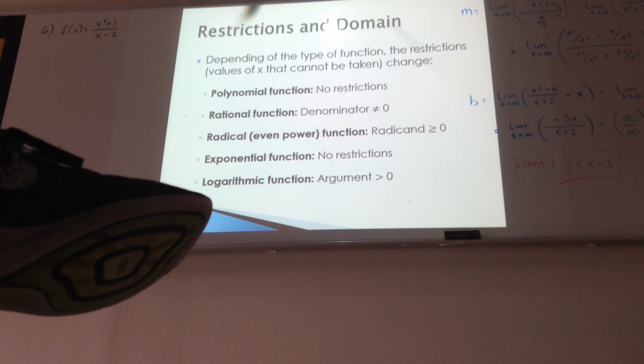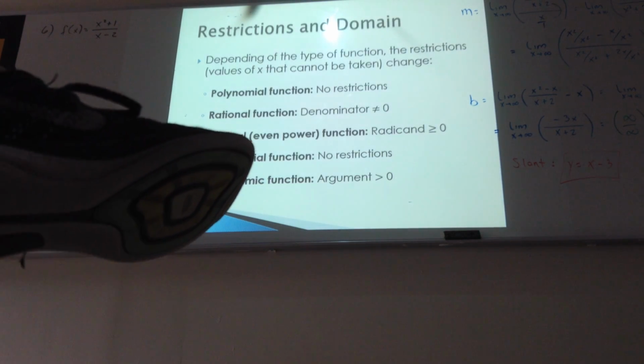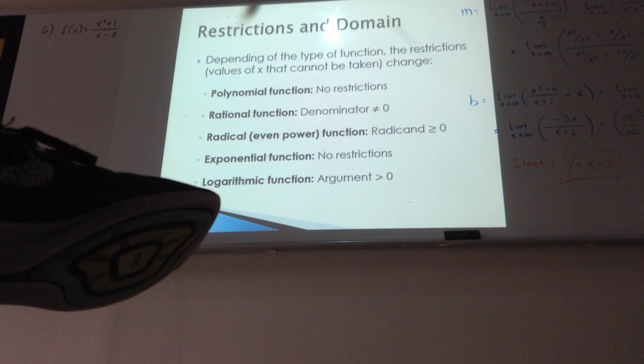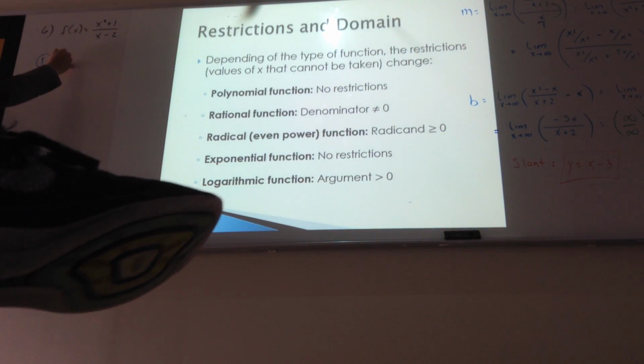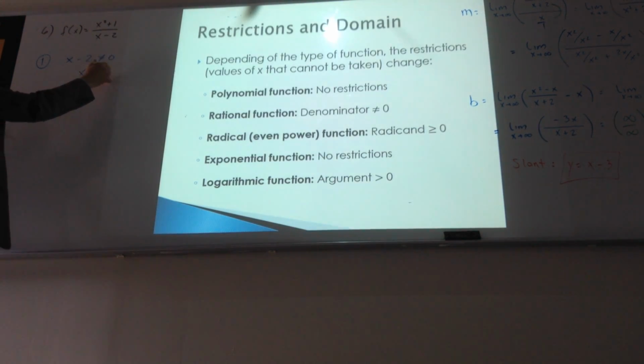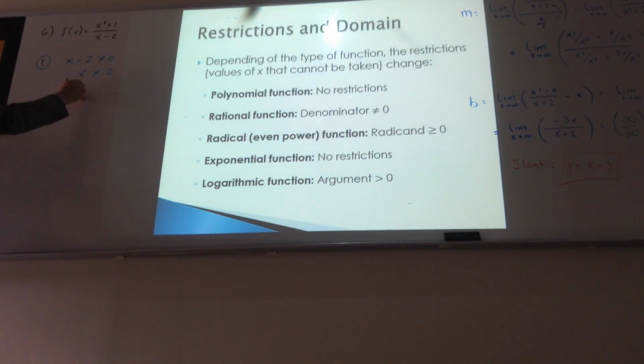So we have x squared plus 1 over x minus 2. How do I find the domain? You check restrictions. X is different from 2. All real numbers except 2. That's my domain. Next step.